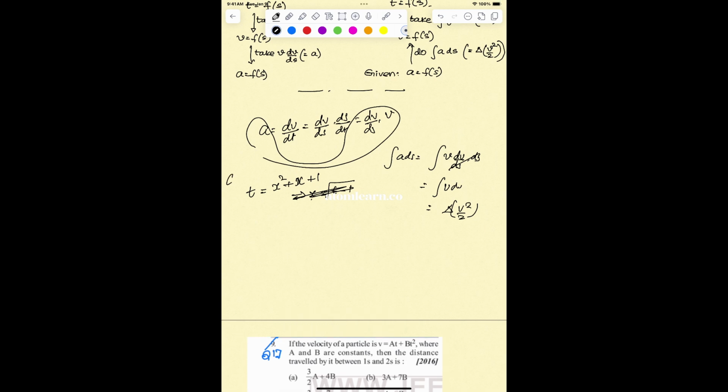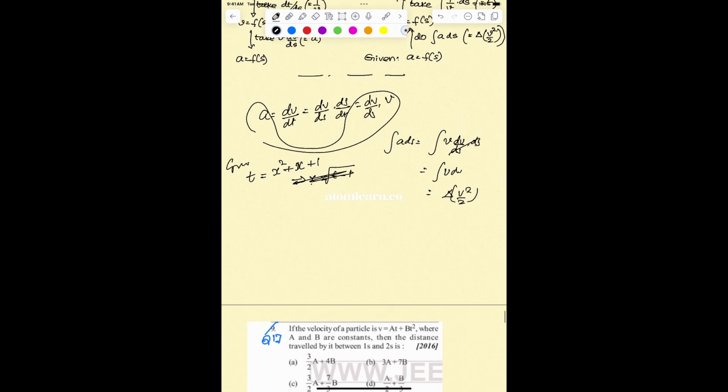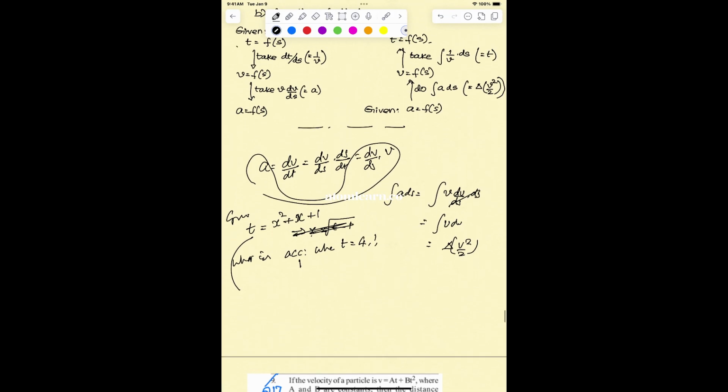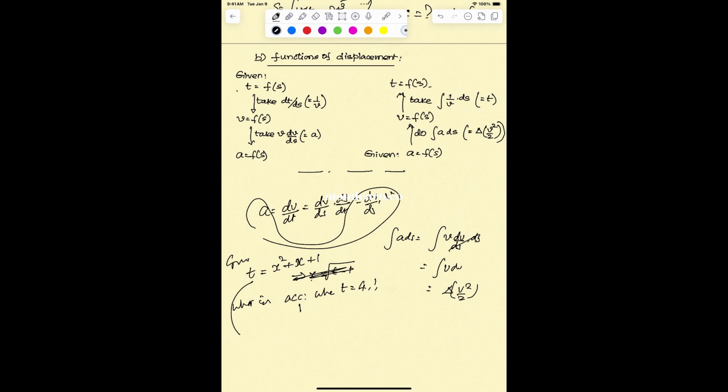Suppose they are given this, and they are asking, let us say, what is the acceleration when t equal to 4. When t equal to 4, what is the acceleration? Then how do we do it? We just do this. Now t equal to x squared plus x plus 1. Therefore the first step is dt by dx. Okay, did you see this?